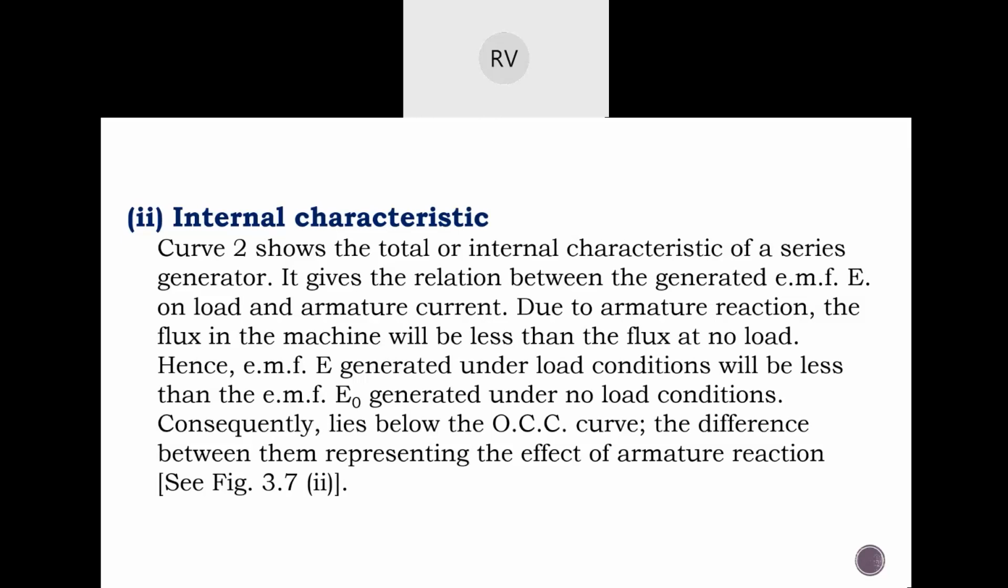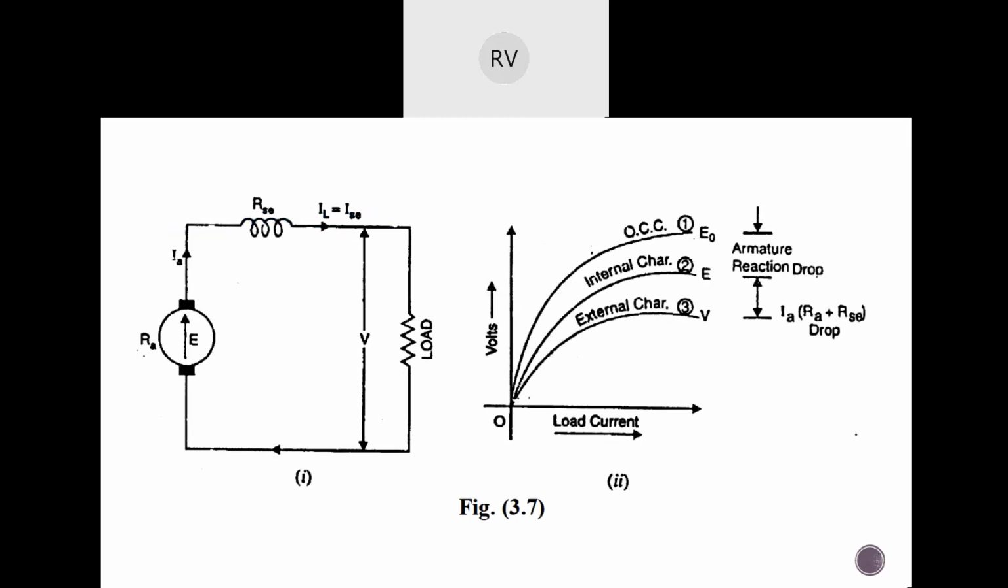Consequently, the internal characteristic lies below the OCC curve. The difference between them represents the effect of the armature reaction. So here you can see, the OCC is the first curve which we are drawing, under no load conditions. Under load conditions, you will get the internal characteristic, which will be slightly less than the no load characteristic, that is the OCC. The drop between the first curve and the second curve is due to the armature reaction, so we call it the armature reaction drop.